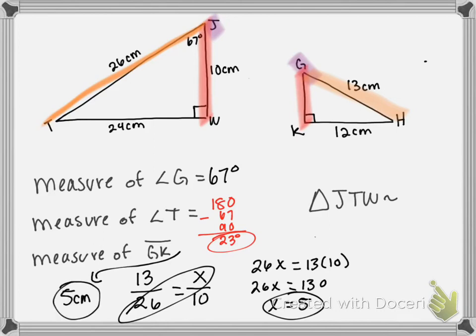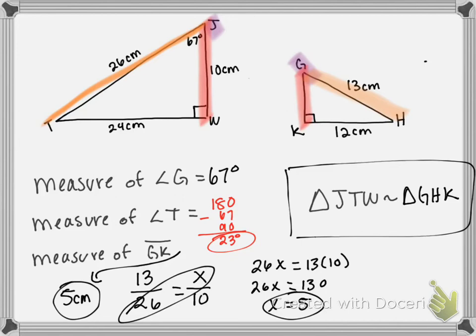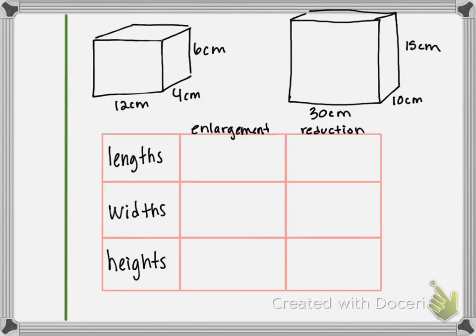Okay, so because everything is proportional, like the side lengths are proportional and the angles are the same, we can say over here that the triangle JTW is the same as the triangle, and I'm going to line up the angles. J is the same as G, so I'm going to put GHK. Okay. Let's look at the scale factors real quick.